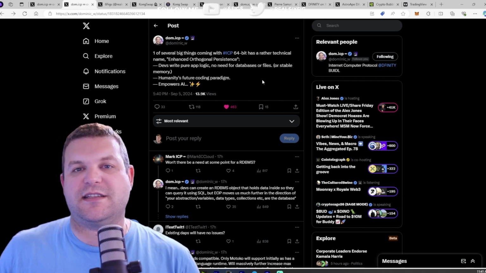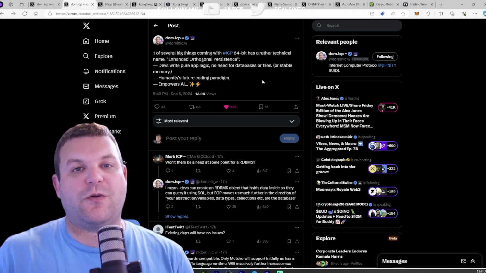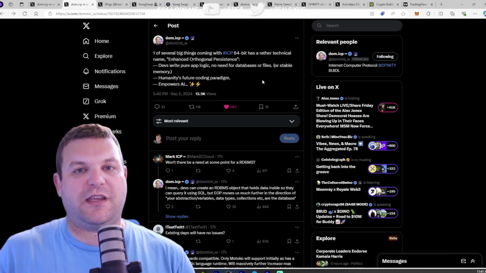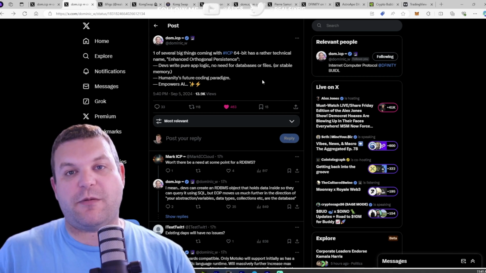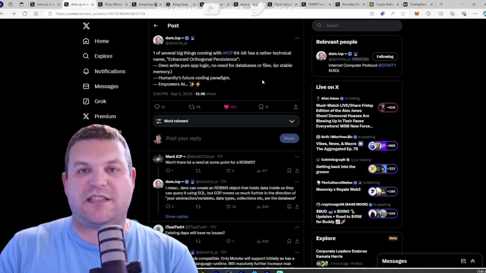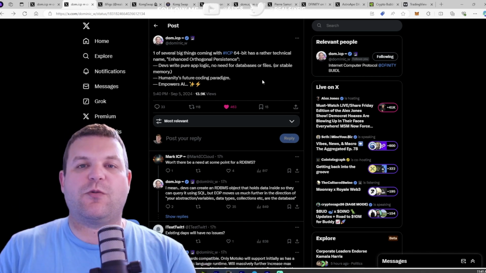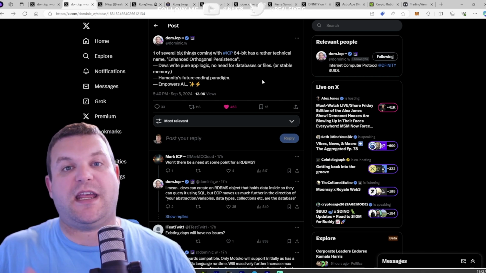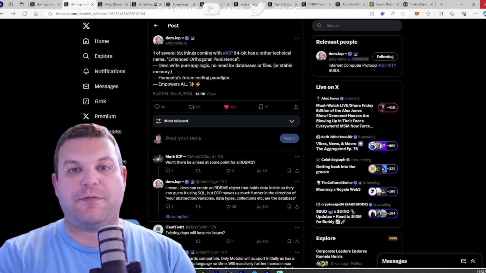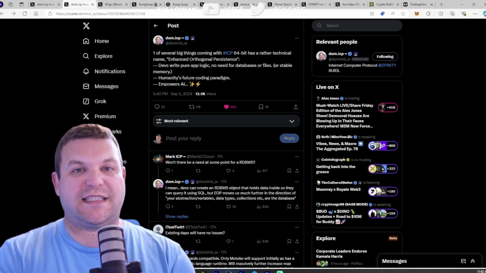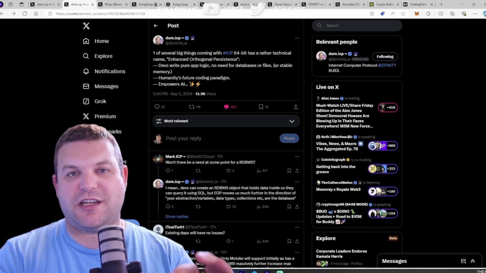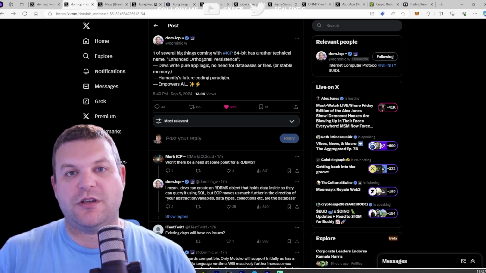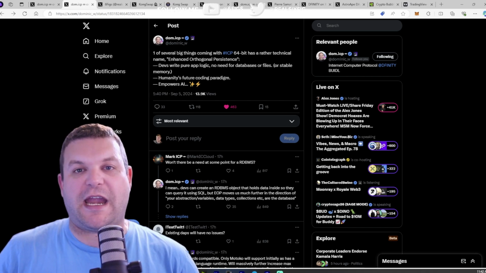Basically, what is this? This is the real deal for developers. Now they can just focus on building the application. They no longer have to worry about building out crazy databases, crazy file systems. They don't have to worry about stable memory. ICP, guess what, is just going to handle it. And this really simplifies development massively. This is just like an autopilot for developers when it comes to managing their apps.